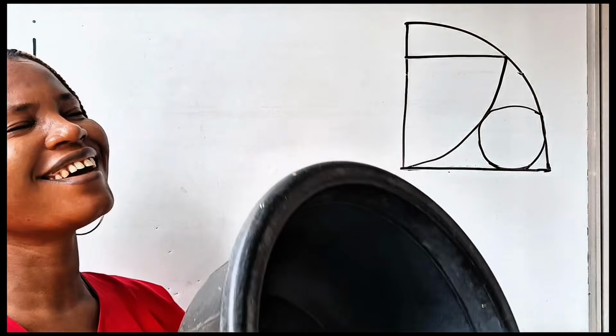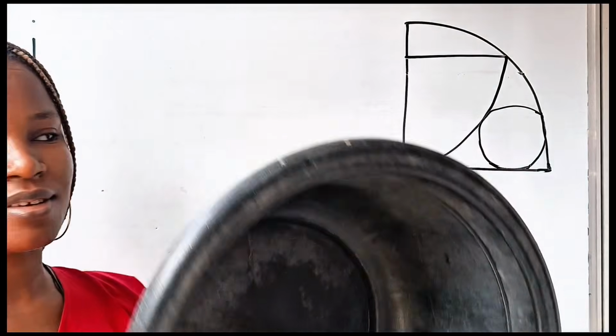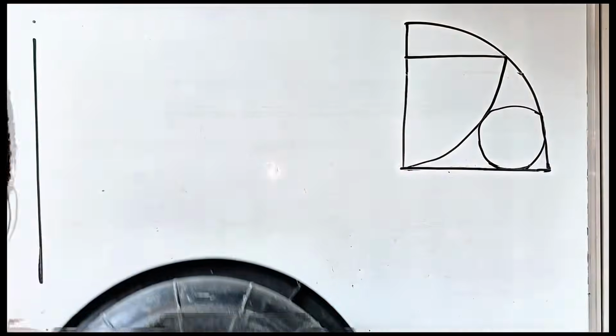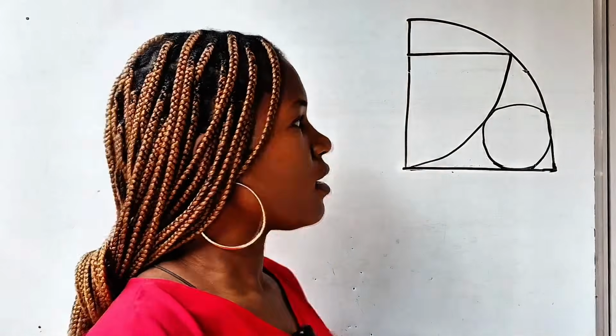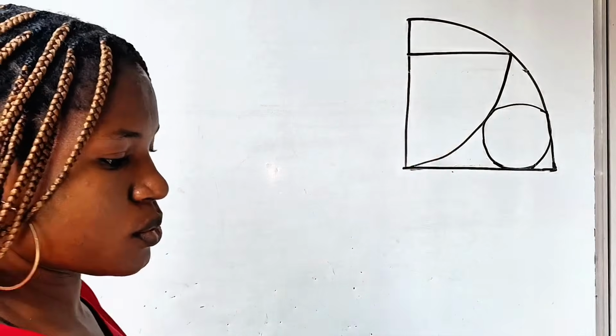Ta-da! Yes, we're going to make use of this to get the quarter circle. We are going to make use of this, and some other things to represent this on the board. So you can see I had to sketch it so that I will see what I'm doing.